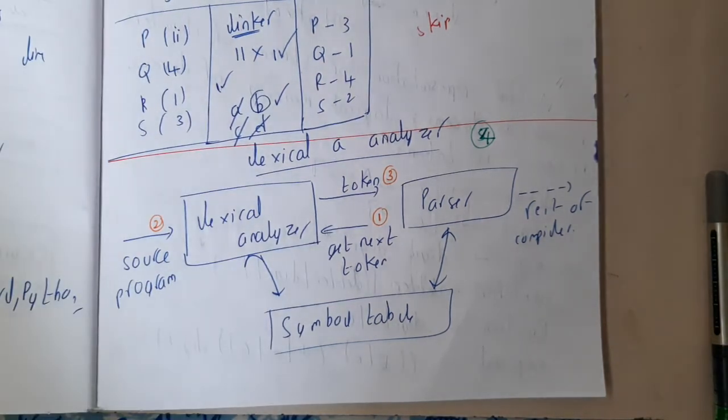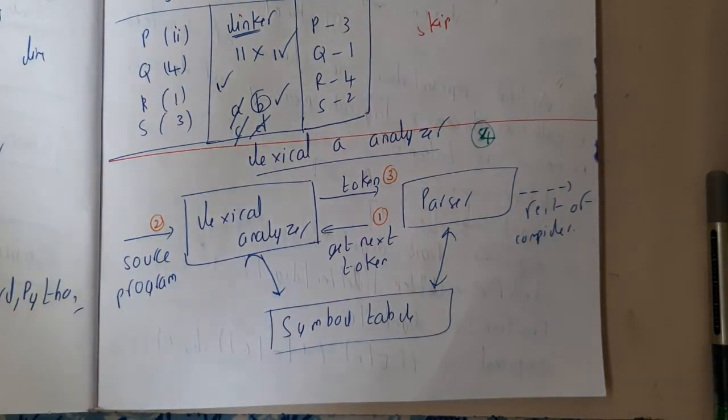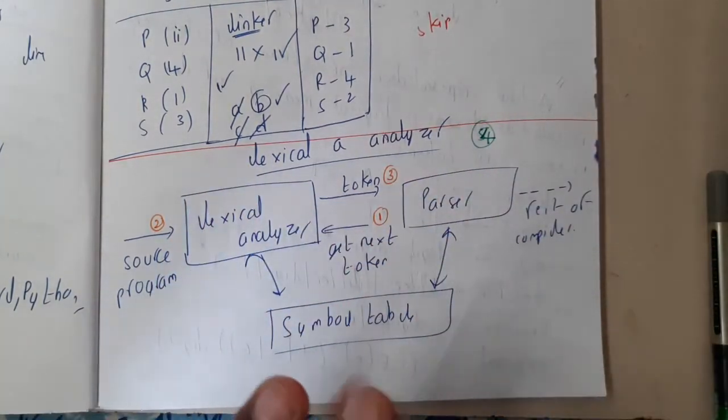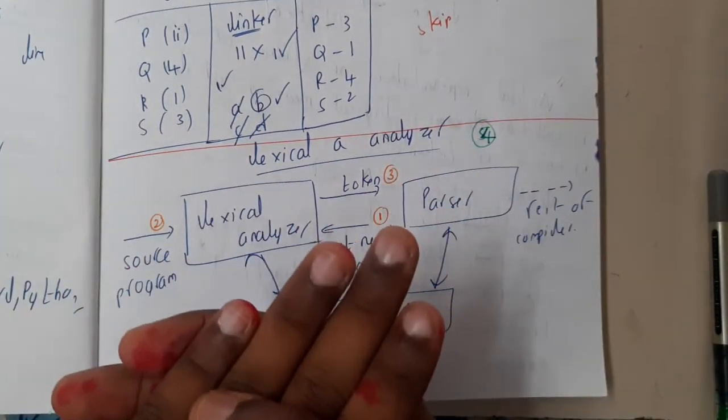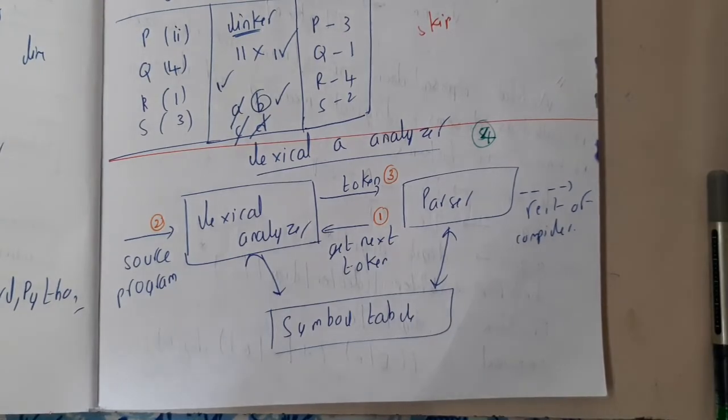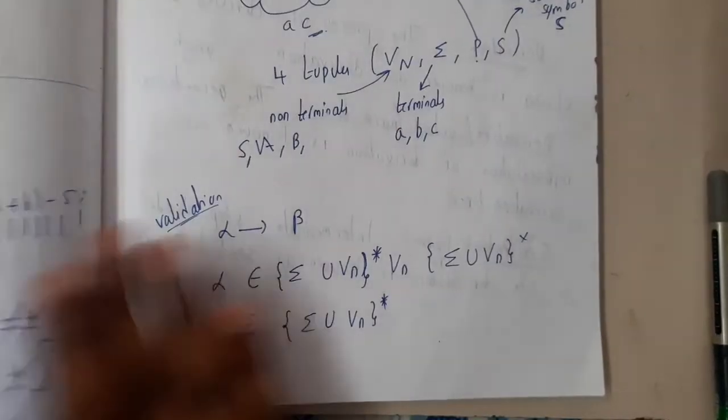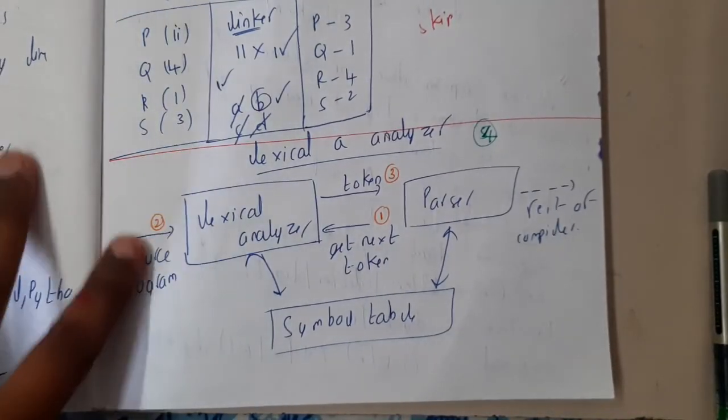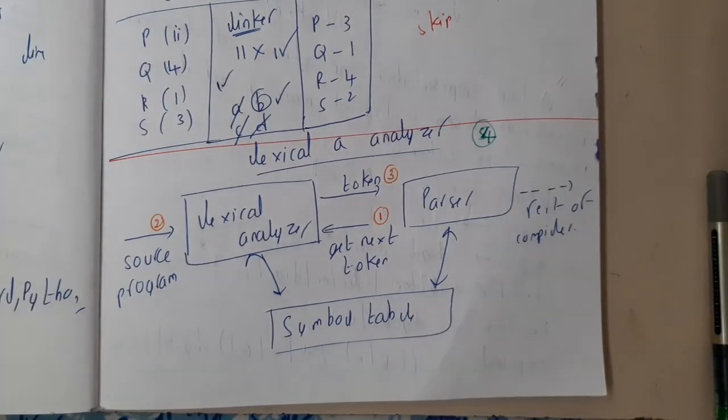If you haven't watched our grammar lecture in TOC, like what is a type 0 grammar, type 1 grammar, type 2 grammar, type 3 grammar, please go and watch it, guys. That video will be enough for the next lecture, because I'll be introducing that grammar in the next lecture itself. So in the next lecture, let us continue with lexical analysis. Let us meet in the next lecture.